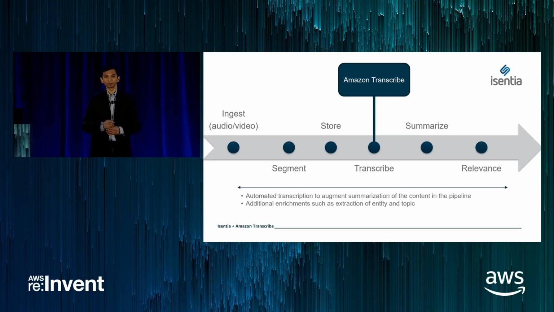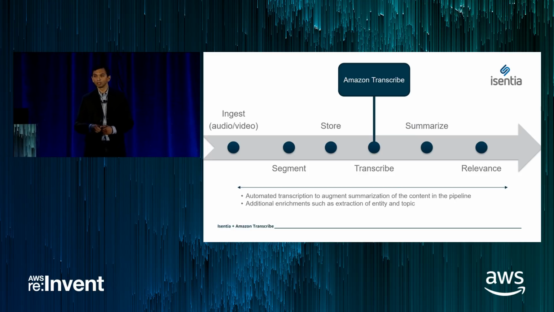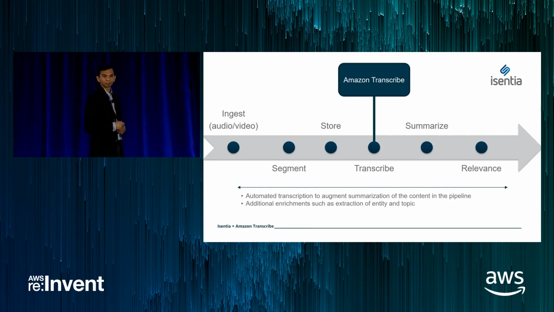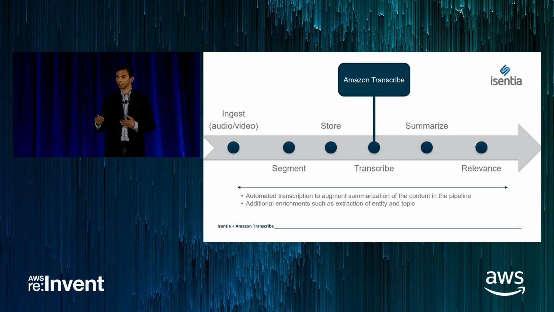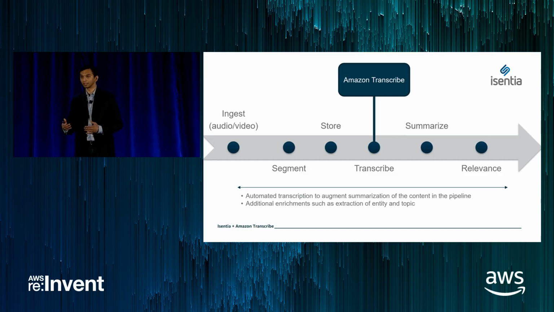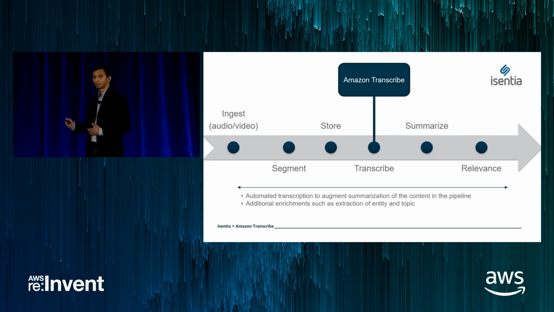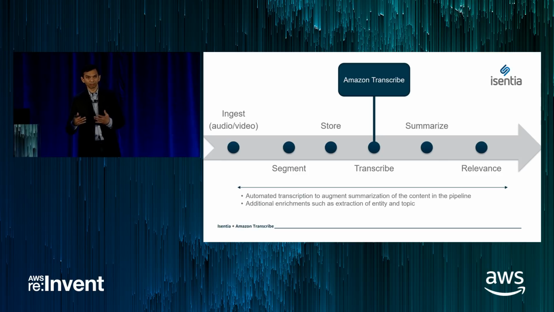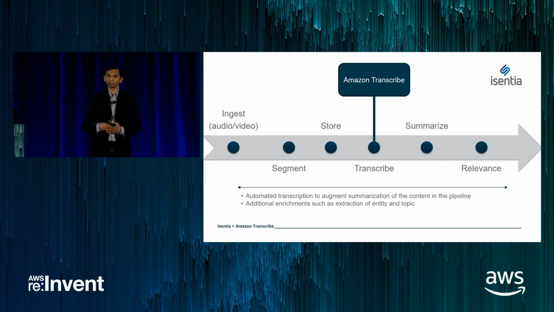What they want to do is use Transcribe to augment their process. So they will first get the automated transcription and then run it through NLP to figure out some entities, topics, and then use all that data to make the life of the human person who's summarizing this data so much easier and simpler.